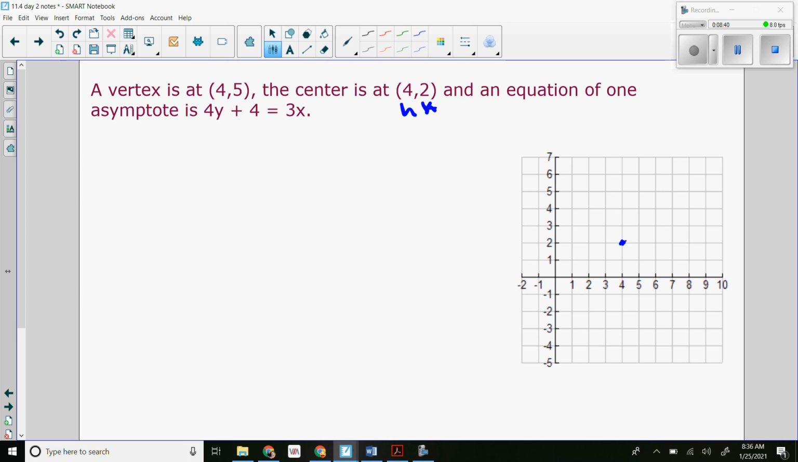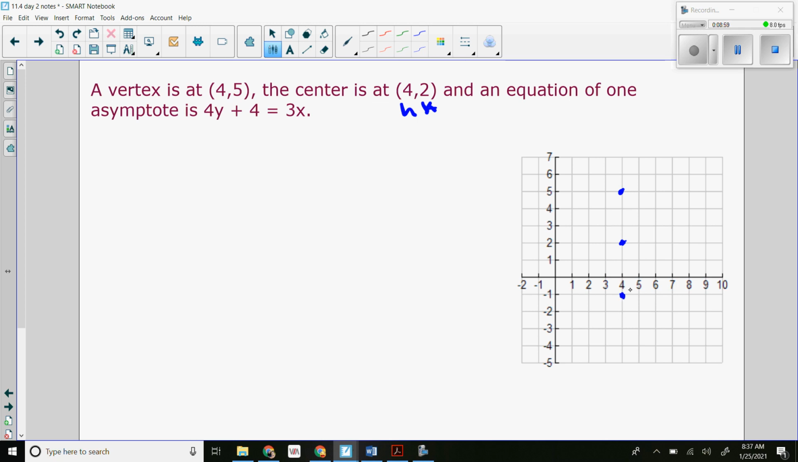That's my center, and one of the vertices is at (4, 5). So what does that do for me? That tells me this is going to open up and down, so the y's will go first in this one. Okay, I can put the other vertex on if I want. That'd be down 3 in the opposite direction.